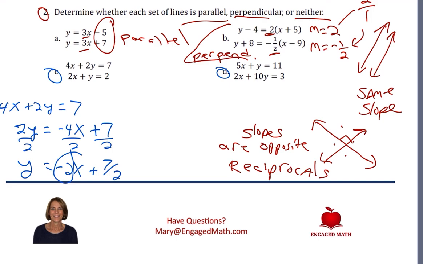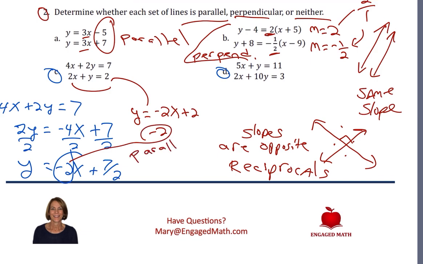Let's look at the second line. So the second line here, 2x plus y equals 2. I'm going to just take a step right away here and rewrite it as y equals negative 2x plus 2. So I basically just subtracted the 2x from both sides, making it a negative on the right. And we right away can see the slope of this line is negative 2. So these two lines are parallel. They have the same slope and totally different y-intercepts, parallel.